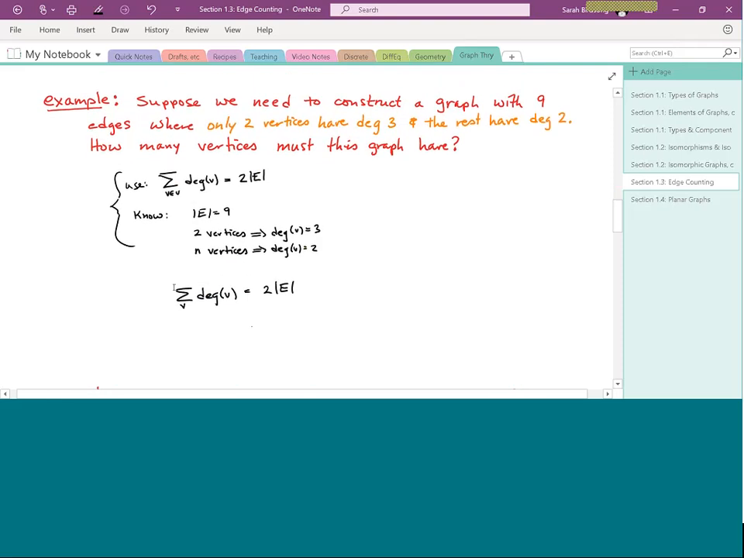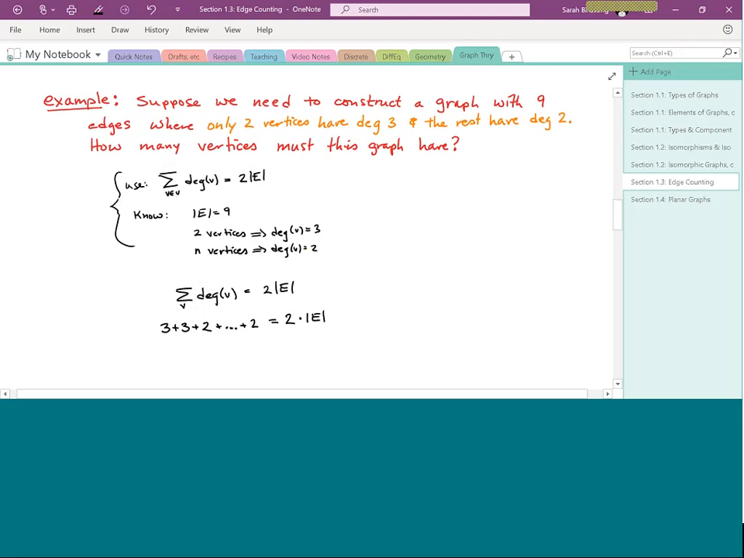Okay? When we start plugging in the degrees, notice 2 of these guys have degree 3 and the rest of them have degree 2. 2 of them have degree 3 and the rest have degree 2. My 2's and 3's were getting messed up. So when we start writing this out, there's the 2 vertices that have degree 3, and then the rest of them have degree 2. So it looks something like that.